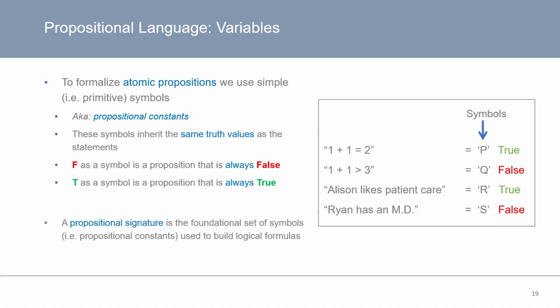Note that a propositional signature is the foundational set of symbols, in other words, propositional constants, used to build logical formulas. You can think of a propositional signature as being the alphabet or set of building blocks for your logical formulas. For example, if this box included all of our available propositions, then our propositional signature would include the symbols P, Q, R, and S.